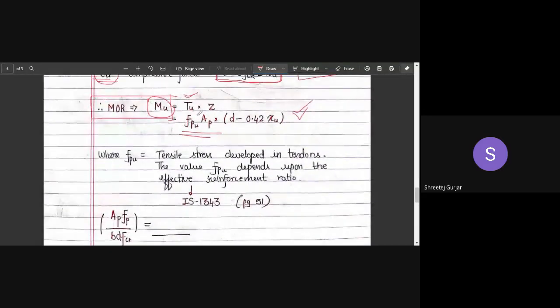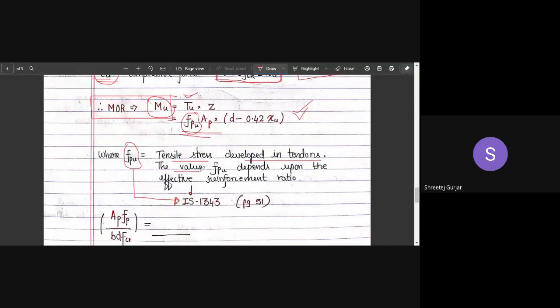What is FPU over here? Very important. This FPU value will not be given to us. We have to take this FPU value from IS code, IS 1343. There is a table from which you have to refer and derive this particular FPU. FPU is the tensile stress developed in tendons, because tensile forces are handled by your steel, by your tendons.